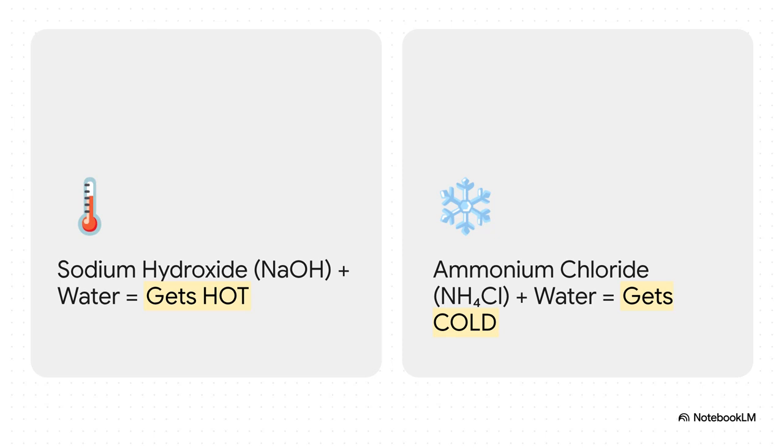Look at this. In one beaker, you dissolve some sodium hydroxide in water, and the temperature just shoots up. It gets really hot. But in the other one, you dissolve ammonium chloride in water, and the temperature drops. It gets cold. You're doing the same basic thing, but you get the exact opposite result. So what on earth is going on here?